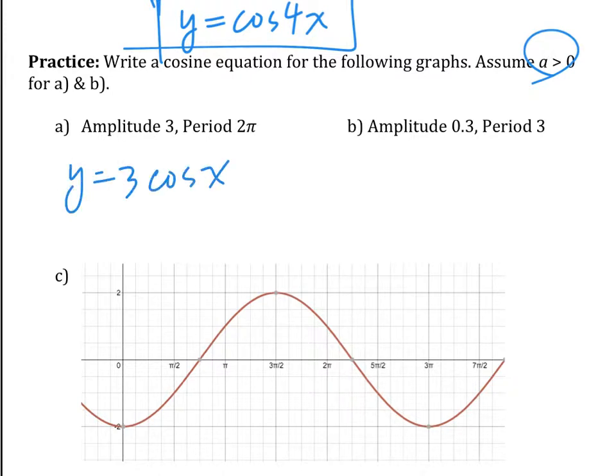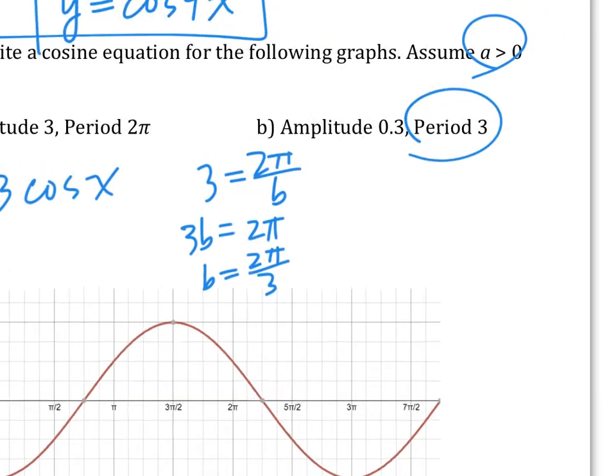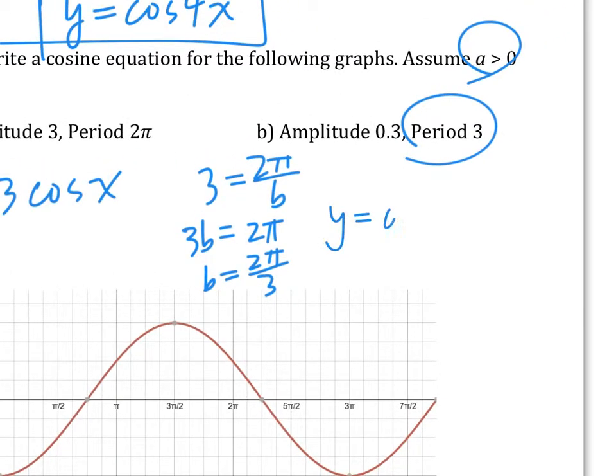B is a little bit hard because the period is 3, so that is 3 equals 2 pi over b. 3b is equal to 2 pi, and that means b is equal to 2 pi over 3. So don't assume that b is only a number without pi, okay? So if you do solve and it ends up having a pi in there, that's okay. Just keep it. So don't just take pi out. Okay, so this is y equals 0.3 cosine 2 pi over 3x. Okay, please make sure you keep the 2 pi over 3 in there.